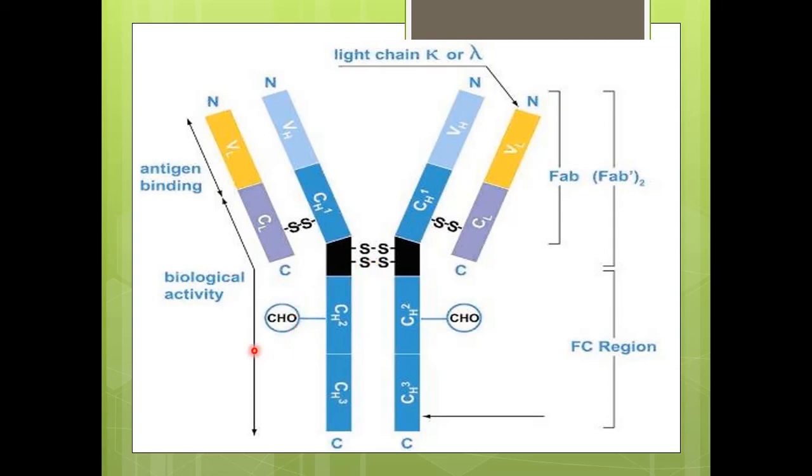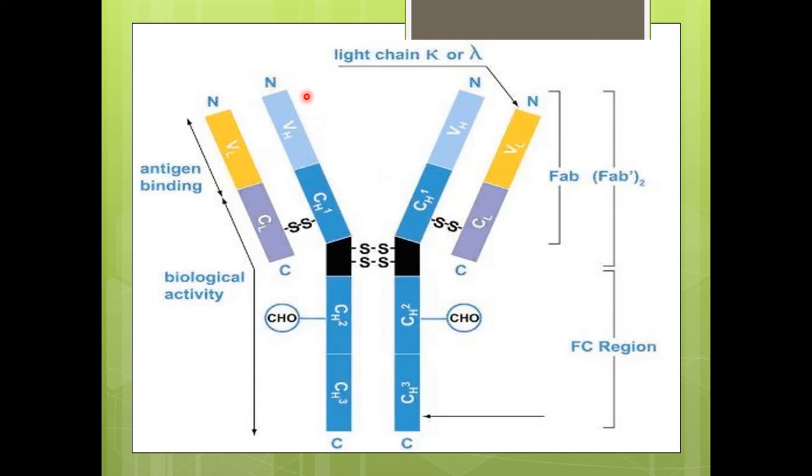This is the diagram showing us the structure of an antibody. In this, we can see that this is a bivalent antibody composed of two heavy and two light chains. This is the heavy chain. Again, this is the heavy chain of the antibody, and these are the light chains. Now we can see in this diagram that each light and heavy chain are present parallel to each other, and these are connected with each other through disulfide linkages.